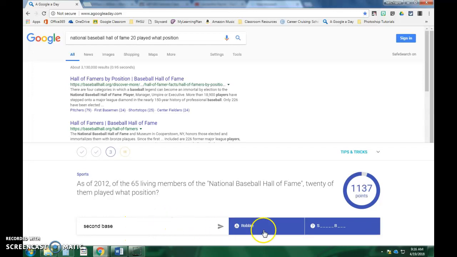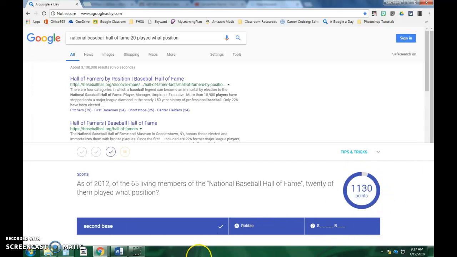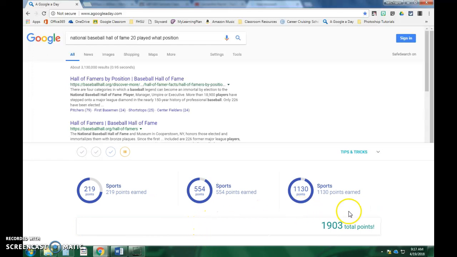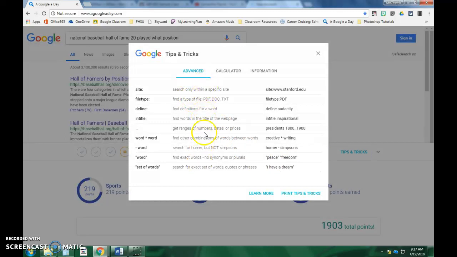You can try to set some rules. Say, hey, don't show me the letters until it gets to a certain point. Don't use your hints, that sort of thing. They can go through, and you can see that there were 1,900 total points. You can also look at tips and tricks that help give some information.